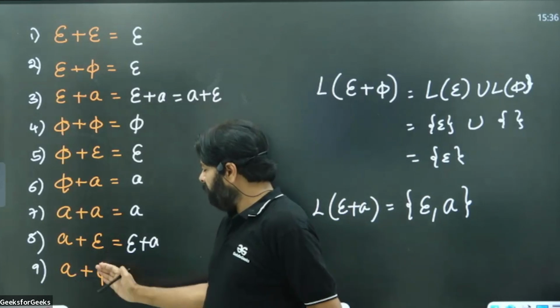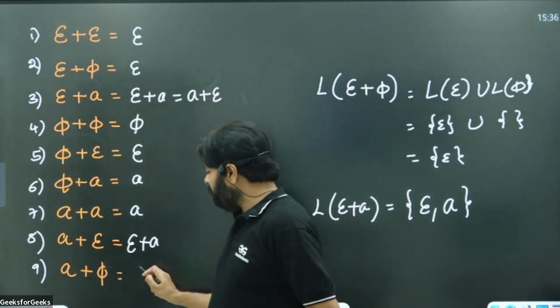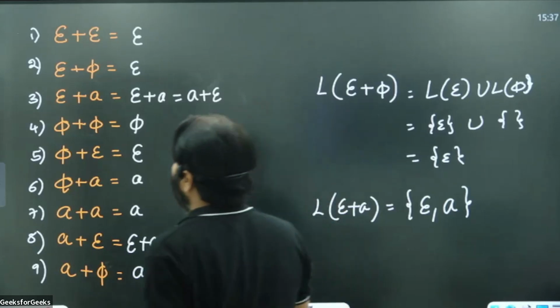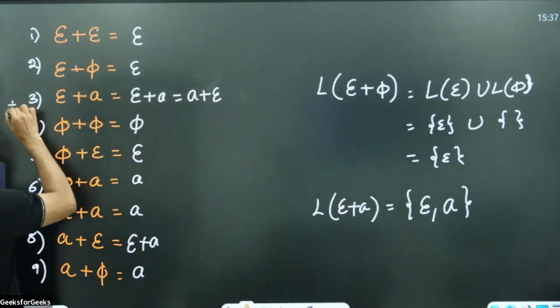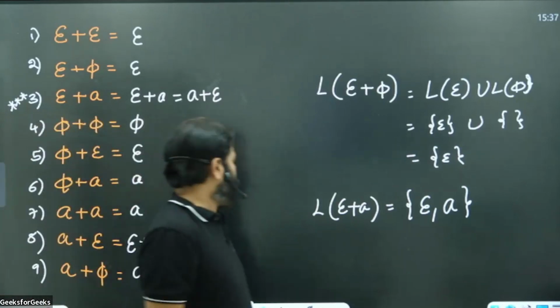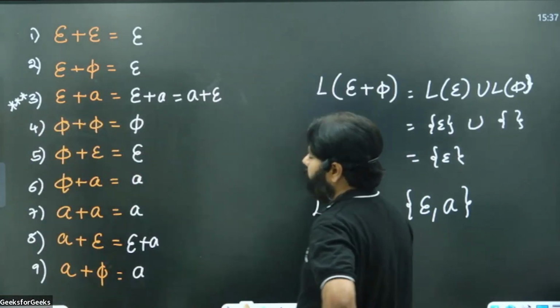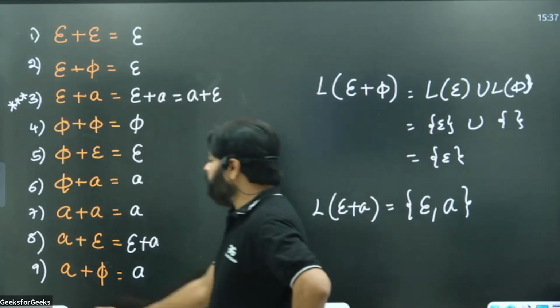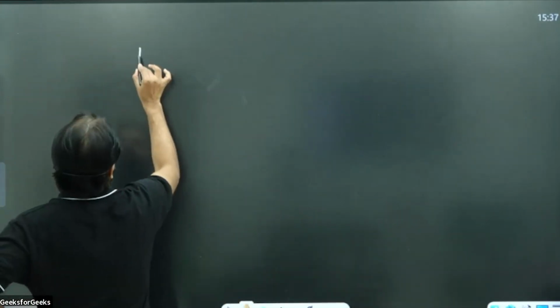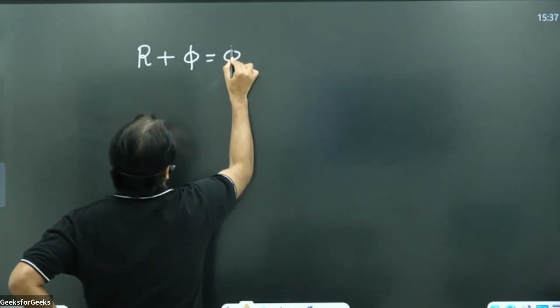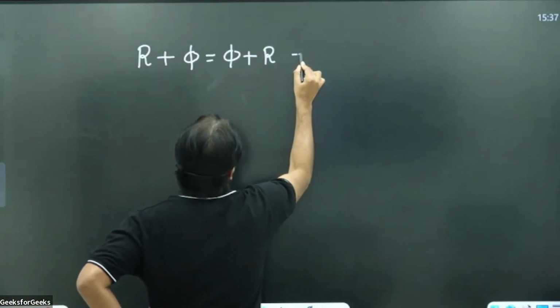A plus pi, this does nothing, but this gives you a. Epsilon plus a is one mistake everybody makes, so I will put 3 stars here. Remaining are all easy. Got it? So two important points here, like r plus pi, pi plus r is equal to, what is it?